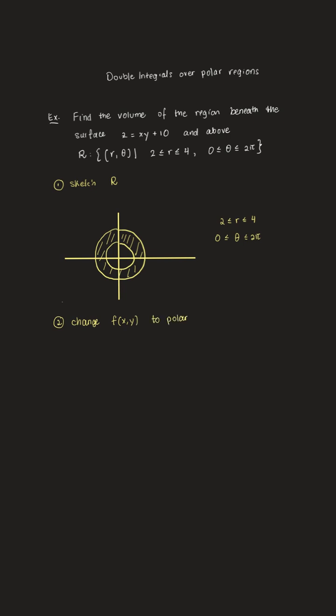And to do that, we can use our identities that help us relate polar coordinates to rectangular coordinates. And so we've got that x is equal to r cosine theta, and y is r sine theta. And so since our function z is x times y plus 10, we can rewrite z as r cosine theta times r sine theta, x times y, plus 10, which gives us r squared cosine theta sine theta plus 10.